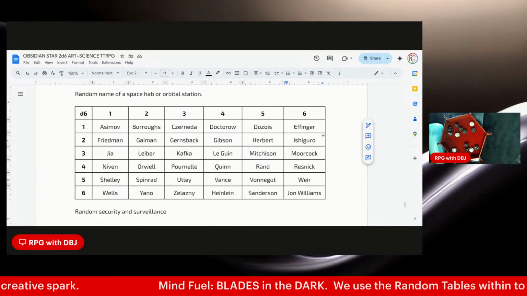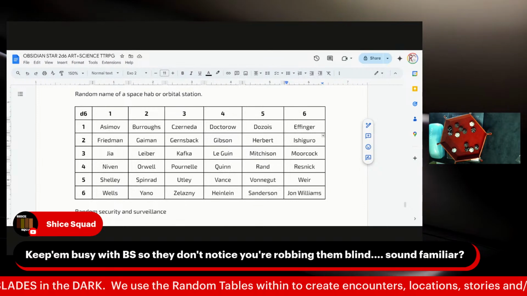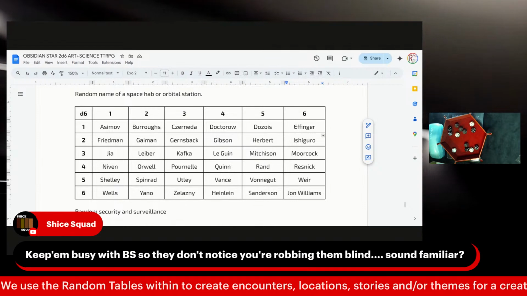Yeah, keep them busy with BS so they sound familiar. Yeah. Which reminds me, political season.